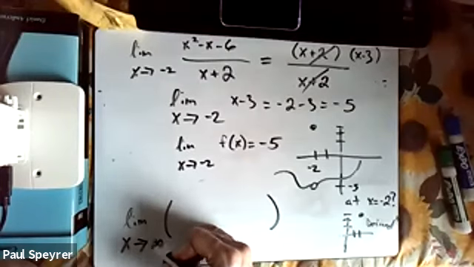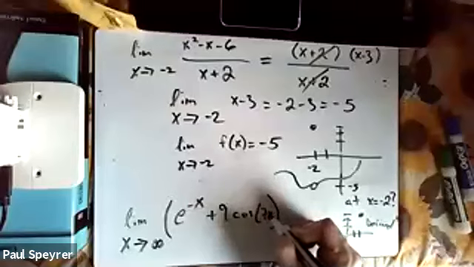Okay, so one of the problems was the limit as x approaches infinity of, in parentheses, e to the negative x plus 9, and then the cosine of 7x in parentheses. That's the problem. Yeah.